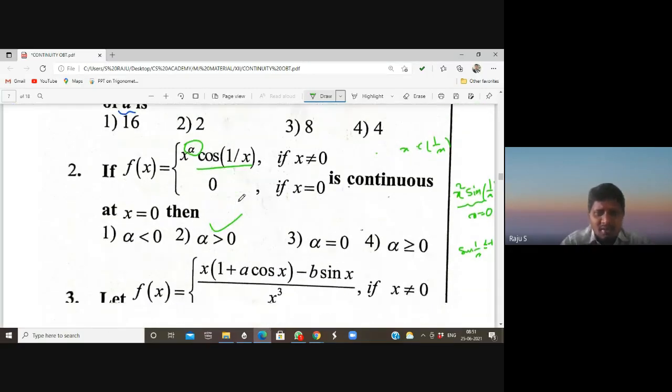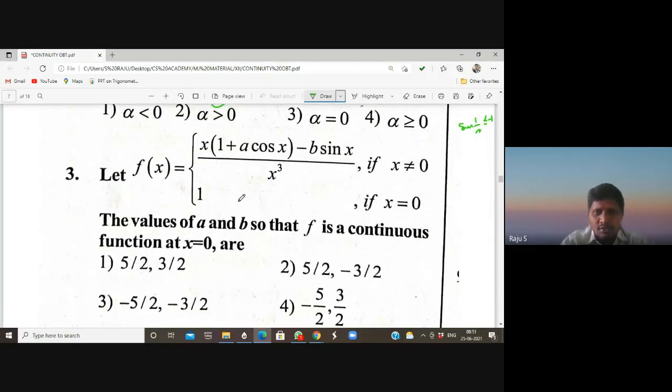It's actually direct property, right? Now the third question is that f of x is given as x into 1 plus a cos x minus b sin x by x cube. So when x is equal to 0, the value f of 0 they have given as 1. Okay, f of 0 is 1.